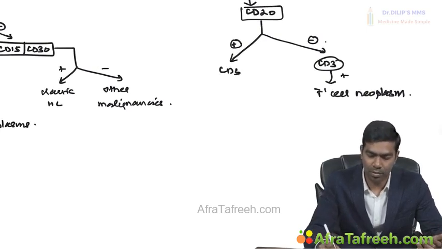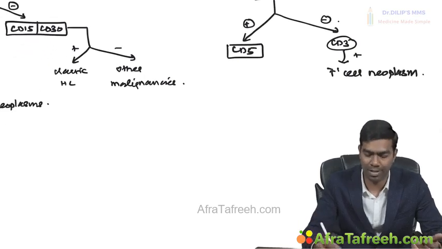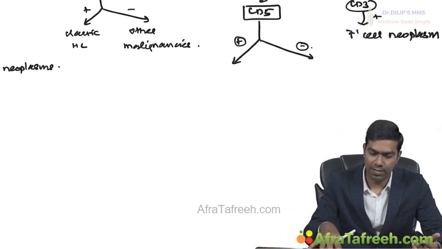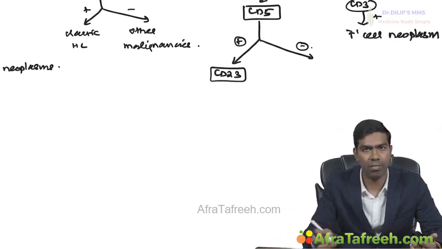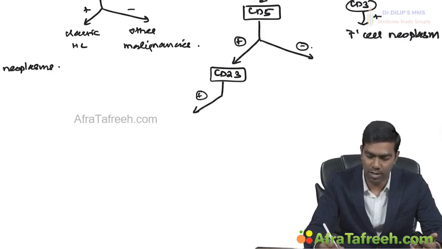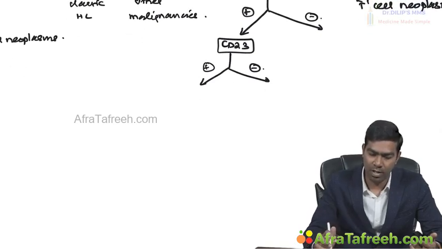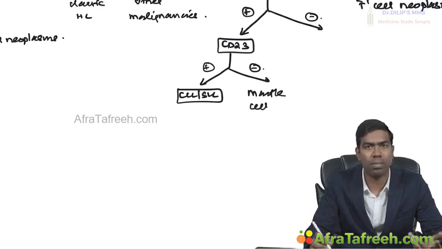Next step, as usual, see CD5. After CD20 it's CD5 only, as per the stepwise manner. If CD5 is positive, the next step is to see CD23. Very important, because CD23 can be positive or negative. If CD23 is positive, it typically goes towards a CLL or SLL. If CD23 is negative, it goes towards a mantle cell lymphoma, classic mantle cell, not a blastoid variety.